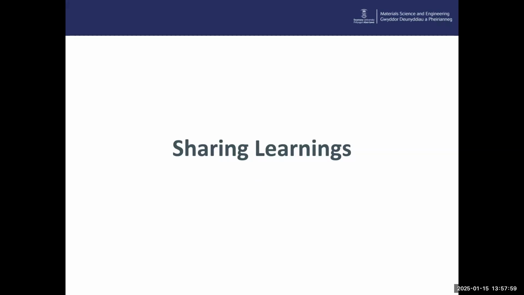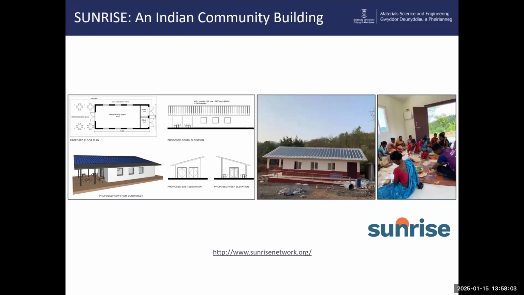Specific and Swansea University, the team have been sharing their learnings, not just developing projects in the local area. For this one, this is in close collaboration with Specific to deliver this community building in a rural village in India. Even though the village is connected to the grid, the electricity supply is often unreliable and of course expensive because they haven't got any other option.